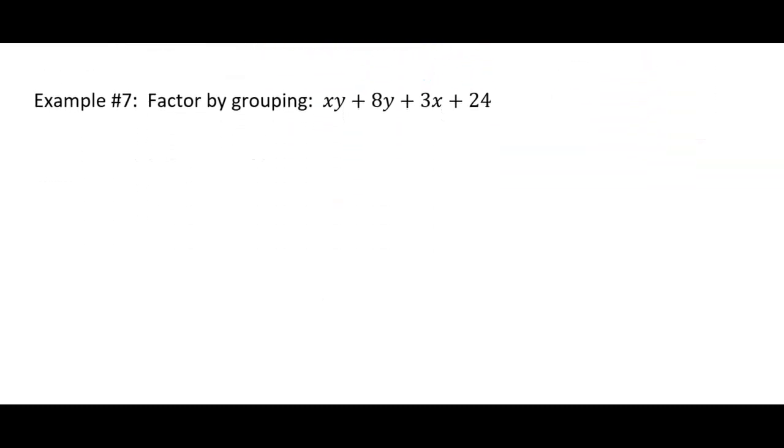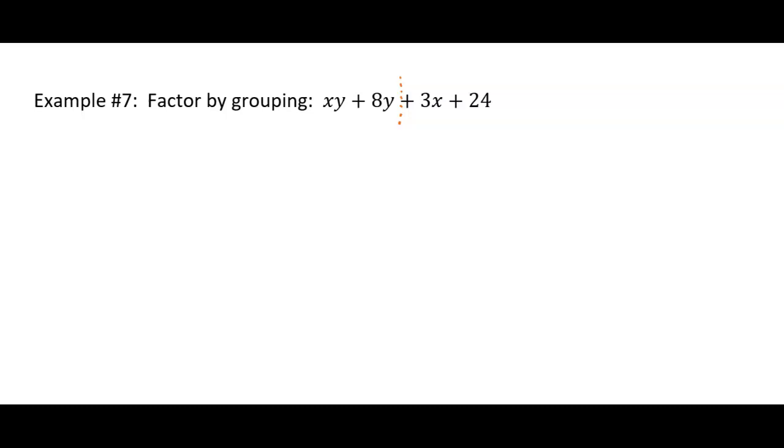So now here's an example. Many times when we're going to do grouping, it's going to have 4 terms. So what I'm going to do is split those 4 terms up into 2 groups. That's why it's called factoring by grouping. So I have students draw a little dotted line there to help them.